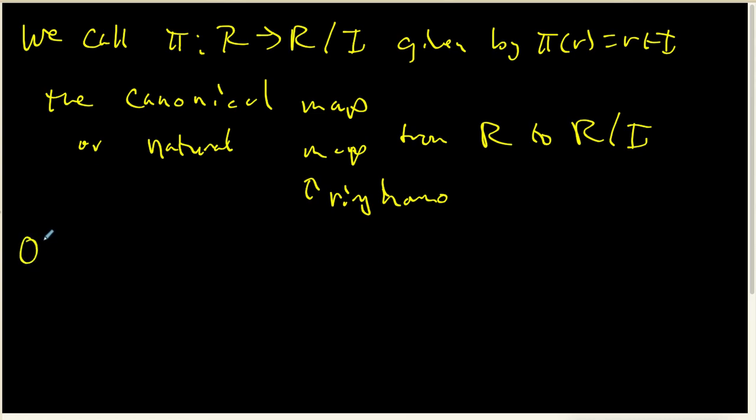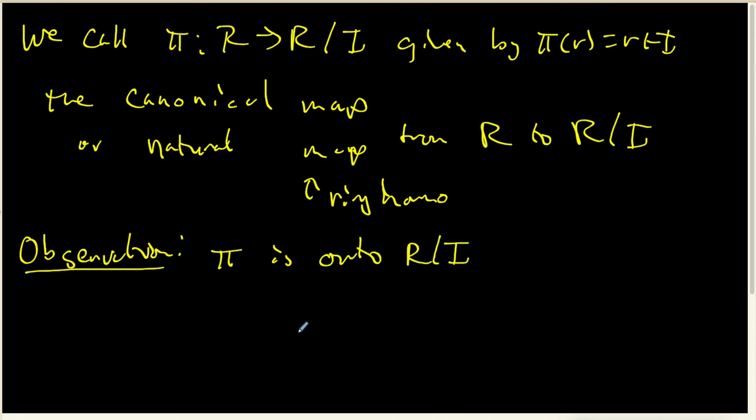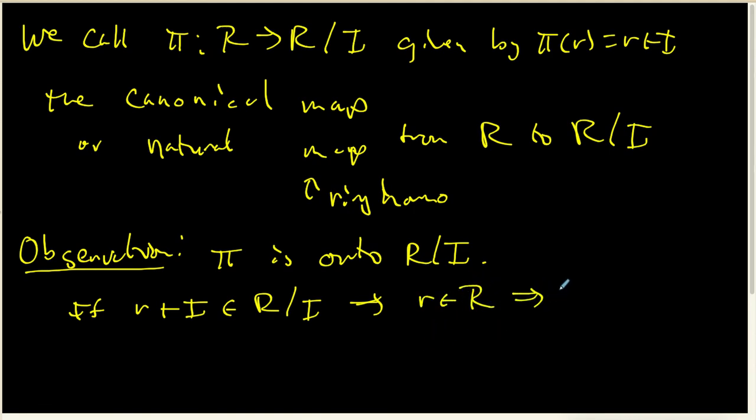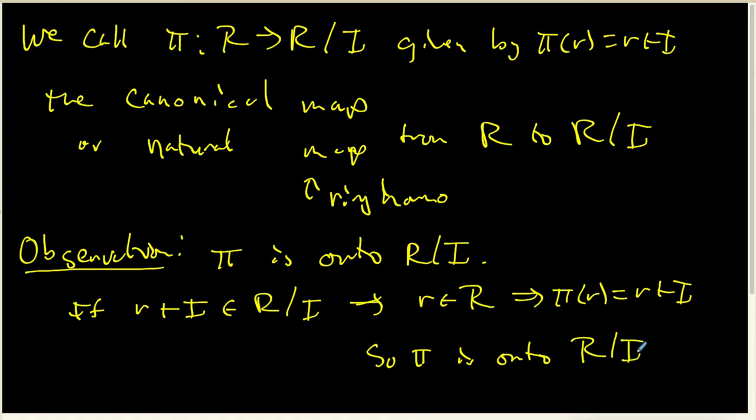The other comment that I want to make is an observation. I want to observe that the canonical map pi is always going to be onto the quotient ring R mod I, and the reason why is very simple. If r plus I is an element of R mod I, that implies that r is inside the ring R, and that will imply that pi of r is equal to that particular left coset r plus I. So pi is onto the quotient ring R mod I.